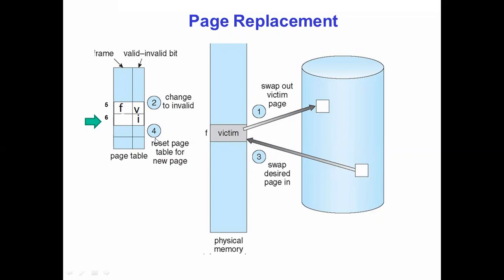So here, reset page table for the new page, as this page will come from the secondary storage to this side, to the physical memory. Then we can restart the process, and this process will come here on the physical memory, and after that we can call this swap desired page in and swap out victim page. So we are removing this victim page, or removing the page fault condition here. So this is called the page replacement.